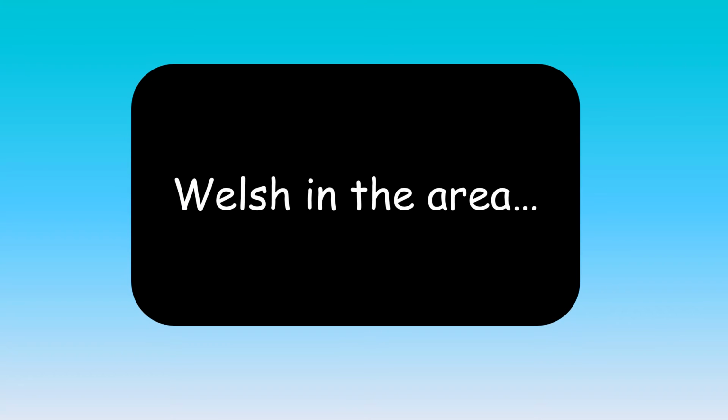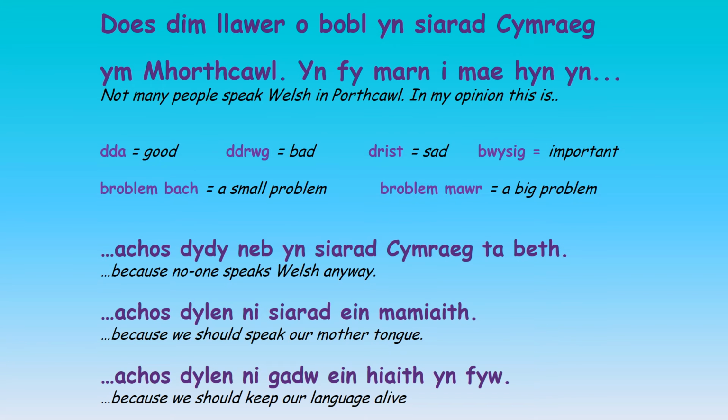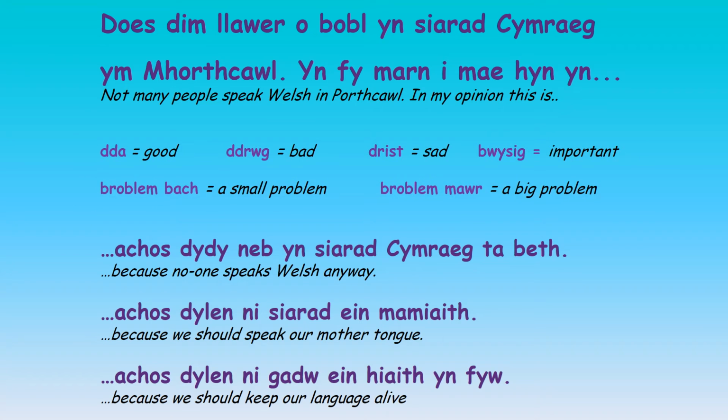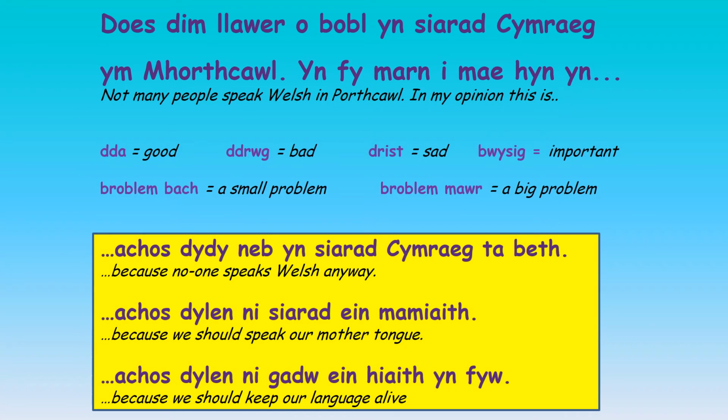Welsh in your area. When talking about Welsh in your area, you could use the opportunity to give your opinions and reasons for these. For example, does dim llawer o bobl yn siarad Cymraeg ym Mhorthcawl. Not many people speak Welsh in Porthcawl. And fy marn i, mae hyn yn, where the yellow box is shown now, you need to put an adjective, such as the adjectives in this yellow box, or any adjectives you may have included on your mind map. You can then finish the sentence by giving reasons for your opinions, such as the reasons in this yellow box.